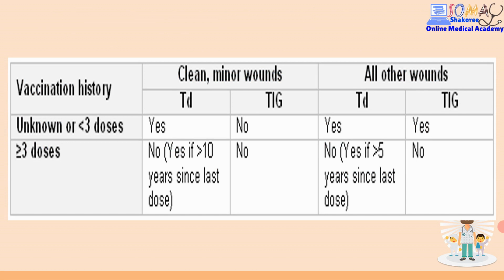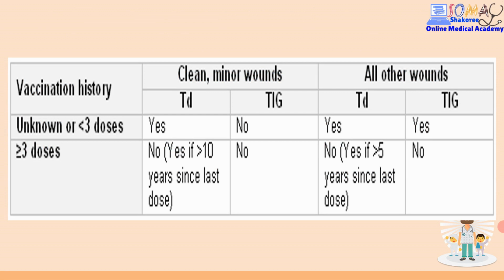What about the immunized patient? If the immunized patient has a clean wound, nothing is needed. This patient needs nothing. We will just give tetanus toxoid if the last dose was 10 years ago. So ideally, we will give nothing for a clean wound in an immunized patient.